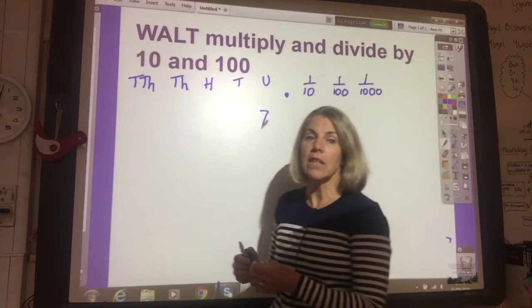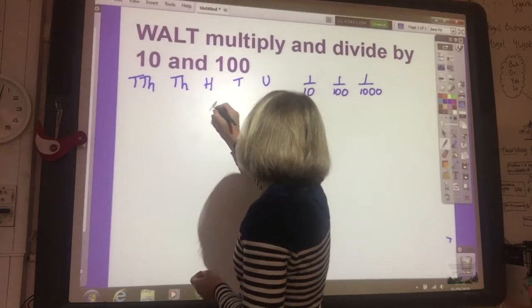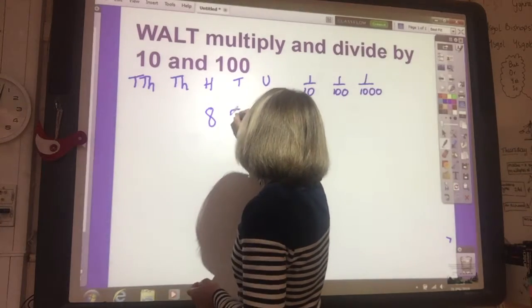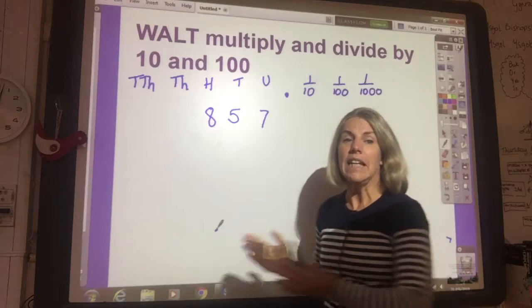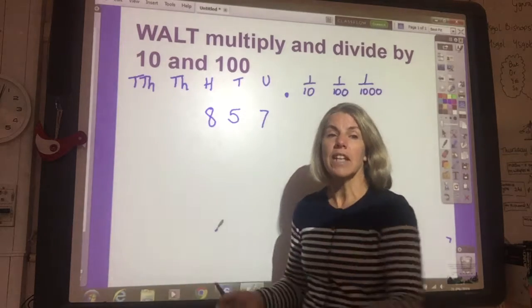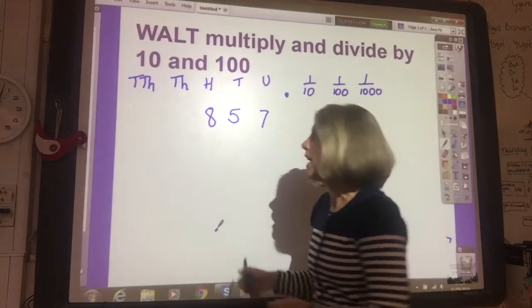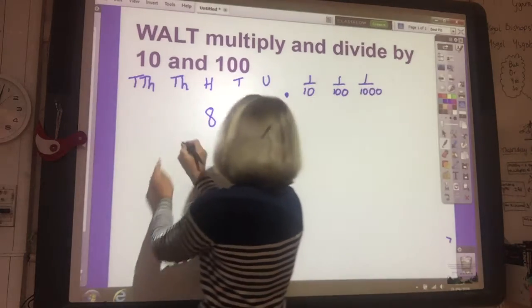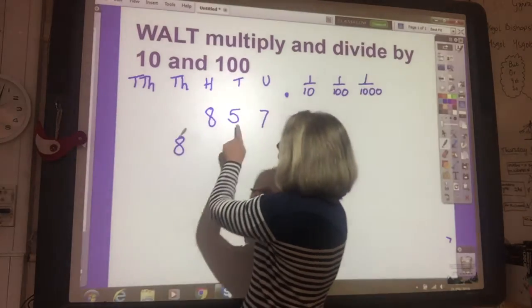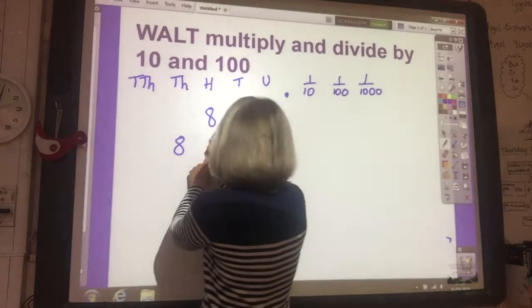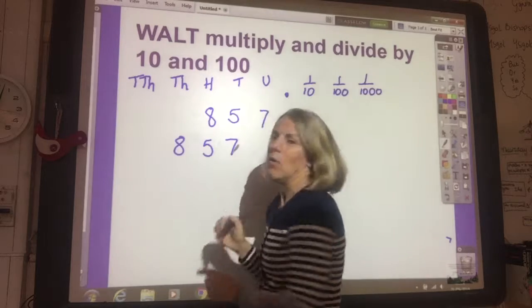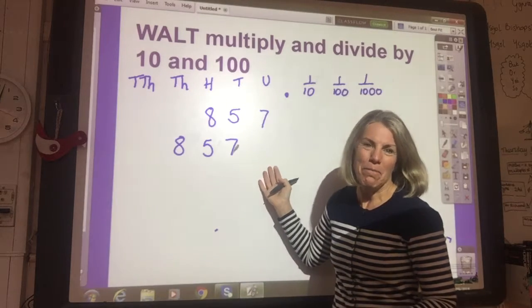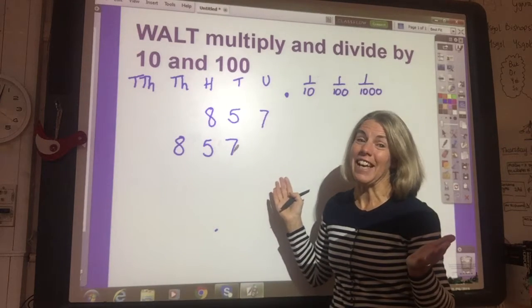Okay. So let's see what happens. If we have a number, let's use 857, and we're going to multiply that number by 10. We take each digit to the left because it increases by a factor of 10. So 800 becomes 8,000. 50 becomes 500. 7 becomes 70. Now, we have a gap here, and I think you know what I'm going to say.